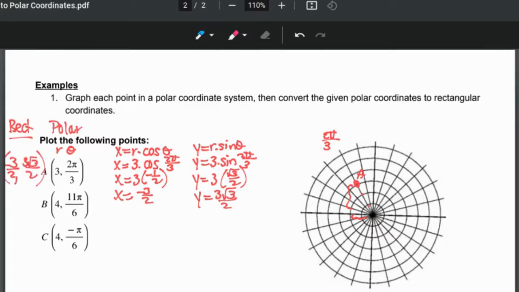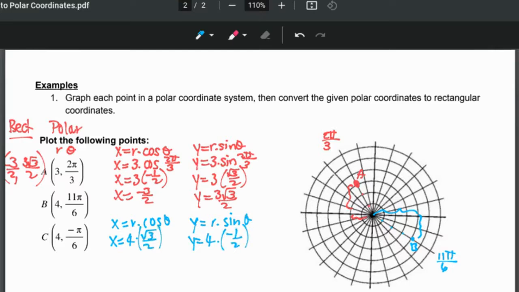All right, for point B, I need to find where 11 pi over 6 is. And then I need to be 4 circles out. So this is point B. All right, now I need to convert that. So I know my radius is going to be 4. And then my cosine is my x coordinate. That's the longer measurement. And then my shorter measurement, that's negative. So I'm going to have a positive root 3 over 2 and a negative 1/2. So if I simplify that, I get 2 root 3 and negative 2. All right, so point B is at 2 root 3 comma negative 2.